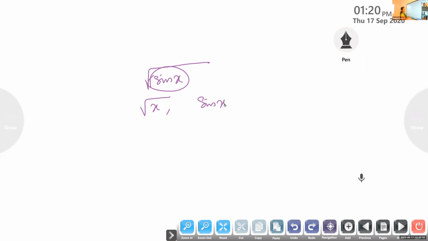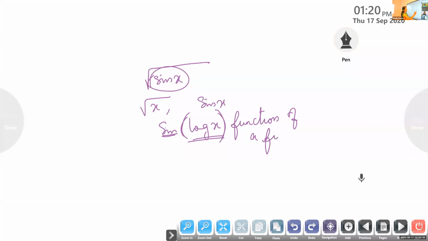Is it clear? Suppose I am writing like this, sine of log x. So which are the two functions here? Sine is one function. Within that function, which is another function we are using here? Log x. Sine of log x. So this is what we call function of a function. Within the function, we have another function. We call this function of function. Log x is another function. Sin x is another function.